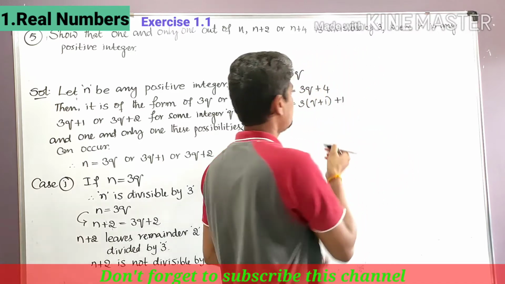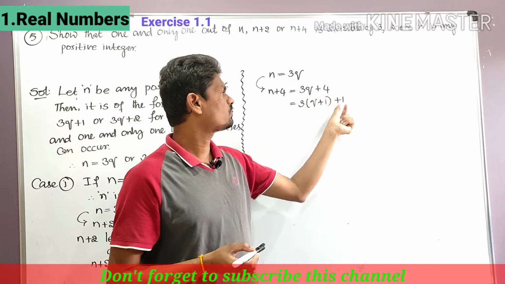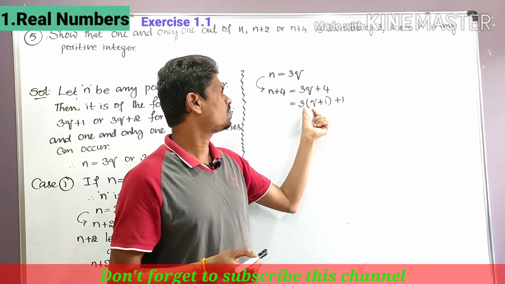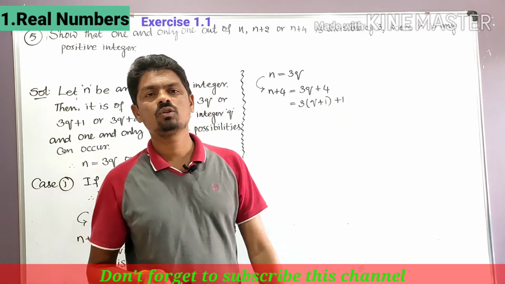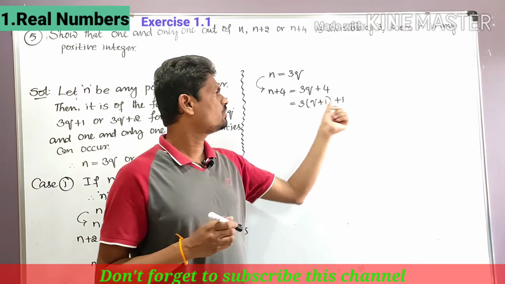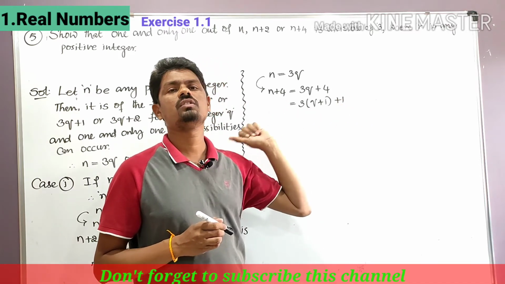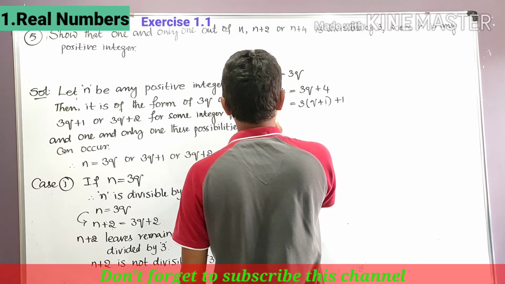So 4 can be written as 3 plus 1, student. If you take 3 as common, 3 into q plus 1 plus 1. Again, if you multiply by 3, 3 into q is 3q, plus 3 into 1 is 3, plus 1, so again we get 3q plus 4. So student, n plus 4 leaves remainder 1 when it is divided by 3.